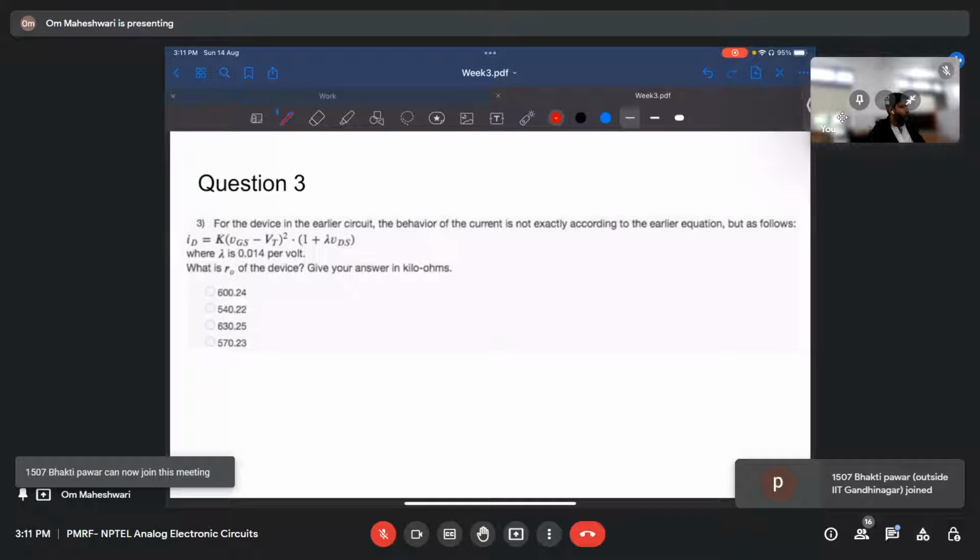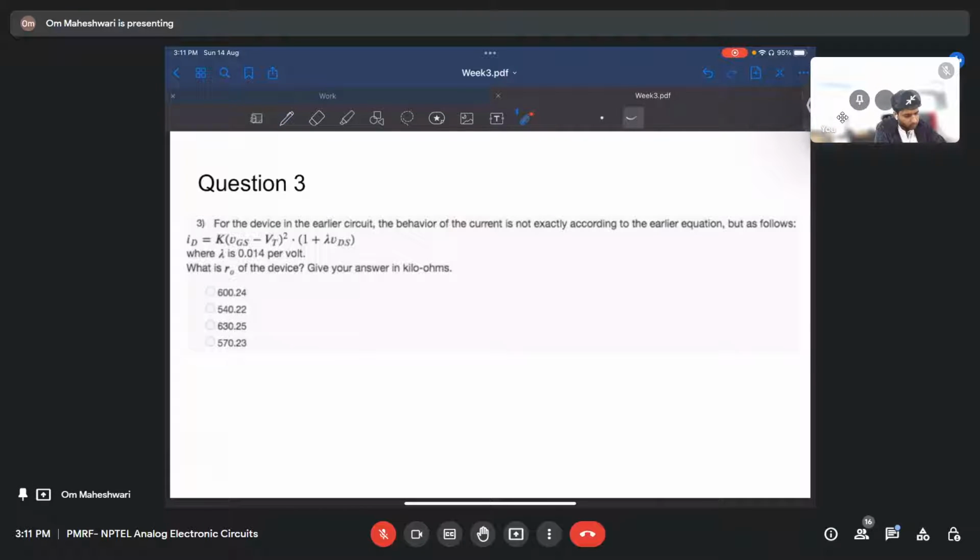So let us see the next question. Let us read this one first. For the device in the earlier circuit, the current is not exactly given by the earlier equation, but as follows. Lambda is 0.14. What is R naught of the device? I talked about this equation in the last session also. Lambda is the channel length modulation parameter, right?